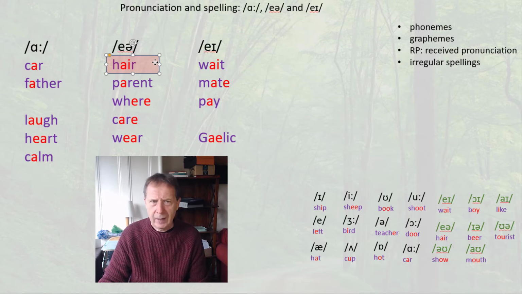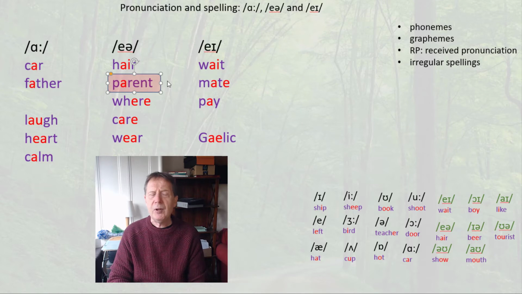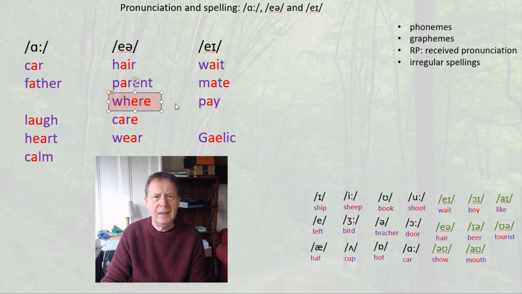Hair, fair. Another example is parent. Now, it has the letter A, but the pronunciation isn't parent. It must be parent. Other words are, for example, patient. So parent and patient are both spelled with the letter A. Now sometimes this sound is spelt with E-R-E, as in where or there.